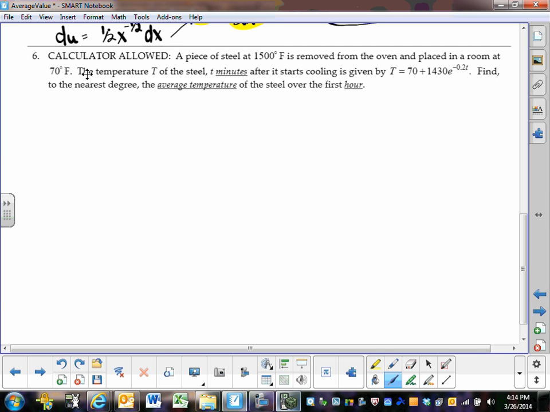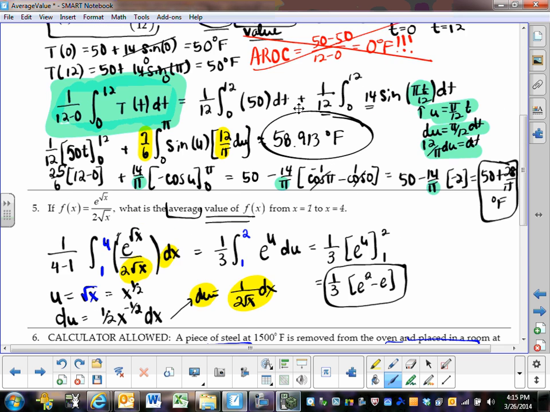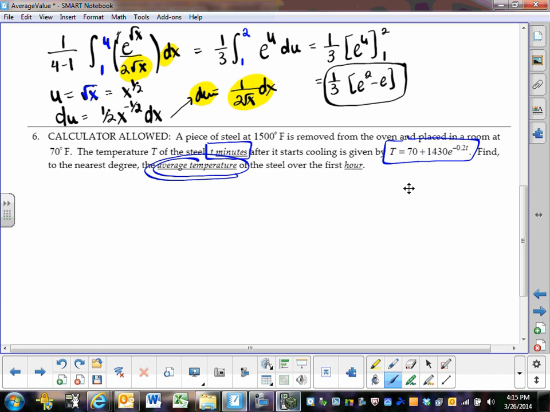Now, the temperature of the steel in degrees Fahrenheit is given. The time is in minutes, but it asks us for the average temperature. So if you want to make sure you're doing the correct thing, think about what would happen if I do temperature over time, like average rate of change. I would have degrees Fahrenheit over minutes. That is not my goal. Also, if the piece of steel is cooling off from 1500 degrees to 70 degrees, it is going to be cooling very quickly. That means that you would get an extremely negative slope as your answer to average rate of change.